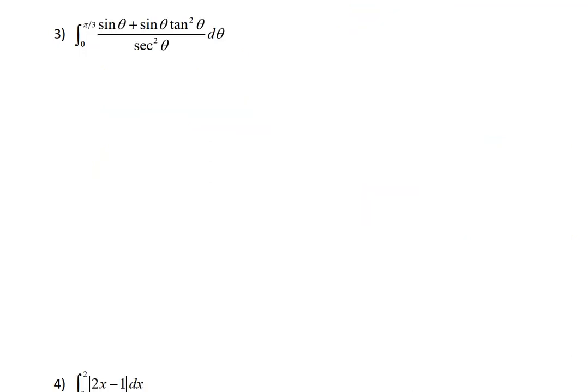Let's try another example. This one is the definite integral from 0 to pi over 3 of the following function. The numerator is sine of theta plus sine of theta times tangent squared of theta. The denominator is secant squared of theta, and this is all d theta. Now, you'll start hopefully rummaging through your list of trigonometric derivatives and antiderivatives to see how we may be able to go about this. Recall that with a definite integral, we're going to use the fundamental theorem, which really turns this into some antiderivatives. But let's go ahead and do a little work on this function so that it looks more usable than the way it's given.